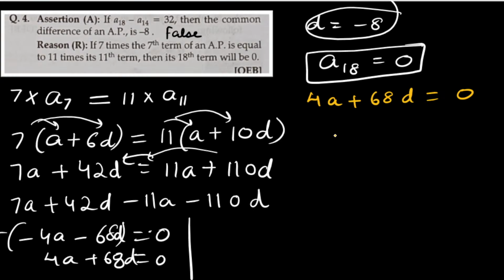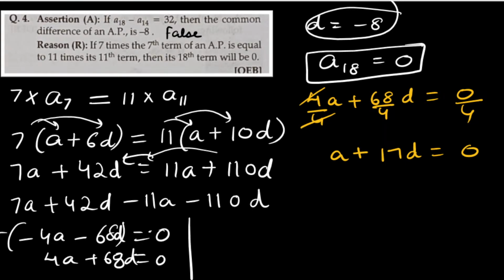4 is a common factor, so divide by the common factor 4. If you divide, you will get A plus, and 4 and 4 will get cancelled. So A plus 4 into 17, 4 into 17 is equal to 0. A plus 17D is equal to 0.